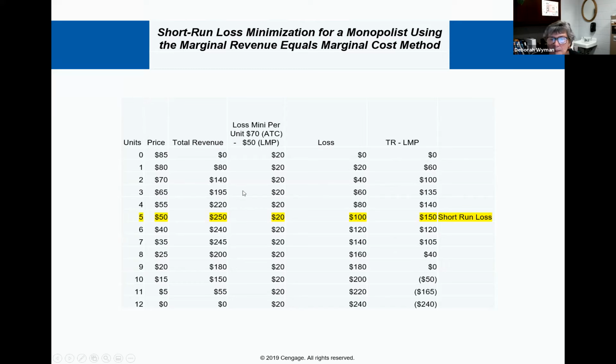So where are we looking here? How do we know it's 5? Because when we look at total revenue, this is the number we want right here. Anything below 250, we don't want to think about it. We're done with that. It's this number. This is the maximum that we're going to produce. And we're going to take a loss of $100 on every 5 units, but it's a short run loss.